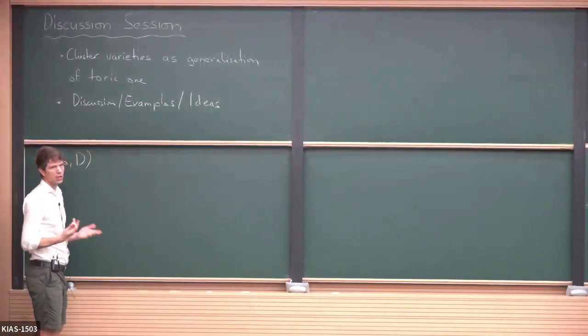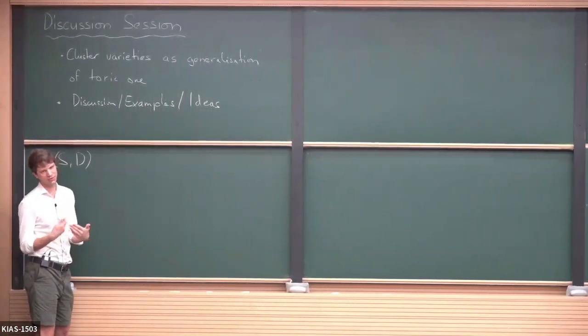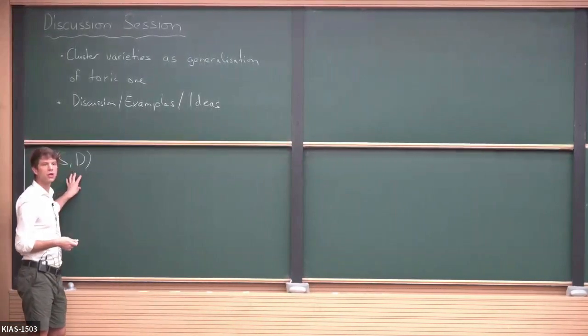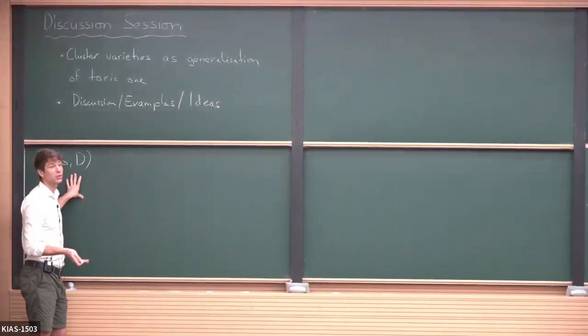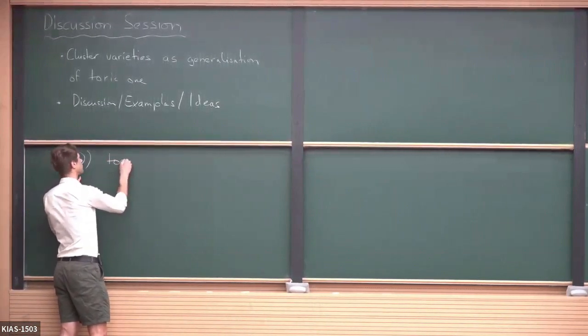So we discussed what a toric variety is yesterday. For today, and in fact for all of today, I will restrict to surfaces because it's easier, though everything does generalize to any dimension. So this is a toric surface.